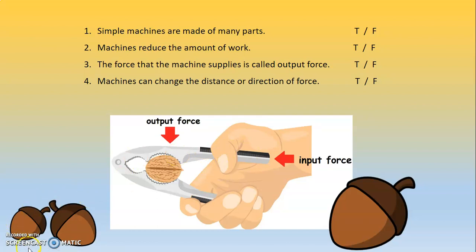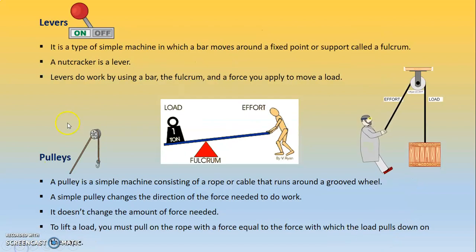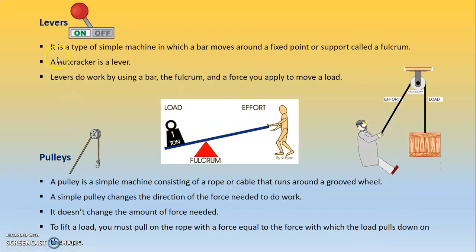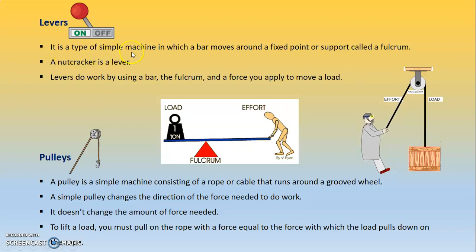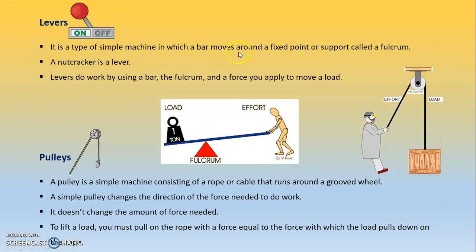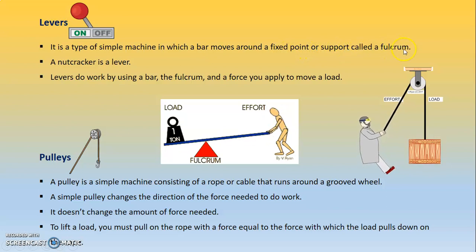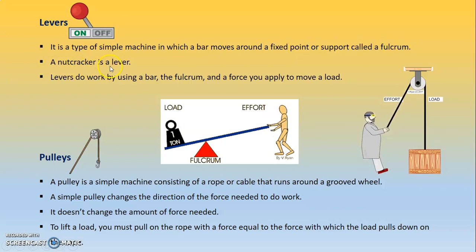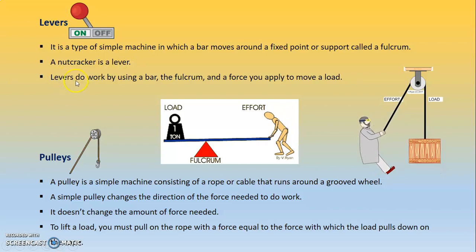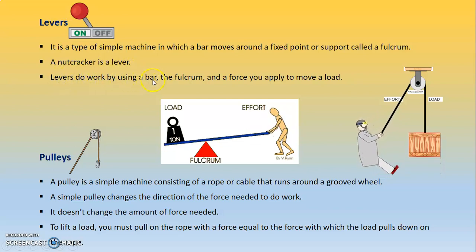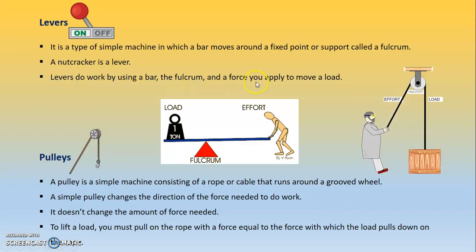Okay, please go to page 95. It says levers. It is a type of simple machine in which a bar moves around a fixed point or support called a fulcrum. A nutcracker is a lever. Levers do work by using a bar, the fulcrum, and a force you apply to move a load.